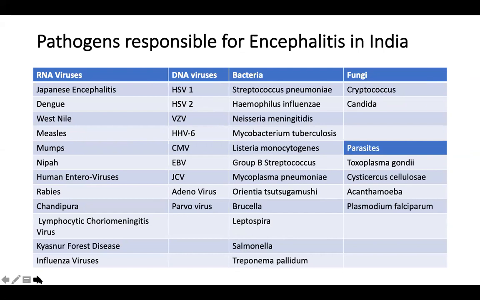Cryptococcus in Canada has caused mainly encephalitis-like symptoms, in India there are three parasites: Cysticercus cellulosae, Toxoplasma gondii, and Plasmodium falciparum maximally. Acanthamoeba is a problem specific to people who wear contact lens in this country.